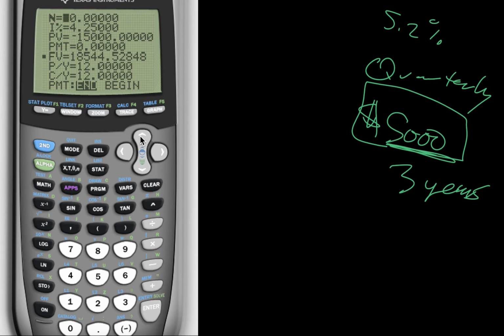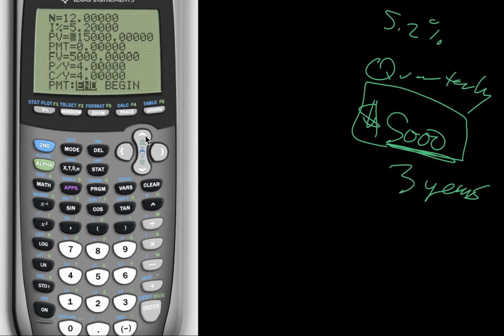So we still know our n. We'll figure that out the same way. So it's 3 years, 4 times per year. So 3 times 4 is going to give us 12. Our interest is 5.2. Our principal value, we actually don't know. So we can put anything in there because we'll calculate that in a second. Our payment, once again, is 0. This time we know our final amount. We want to end with 5,000. And then both of these are 4 because that's how it's compounded.